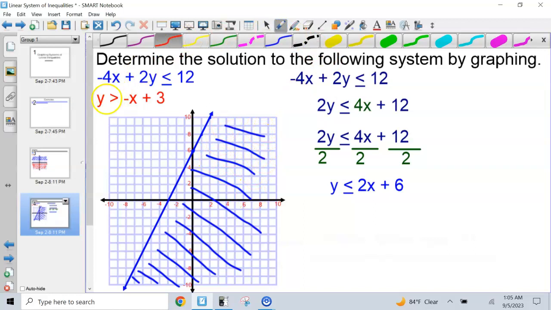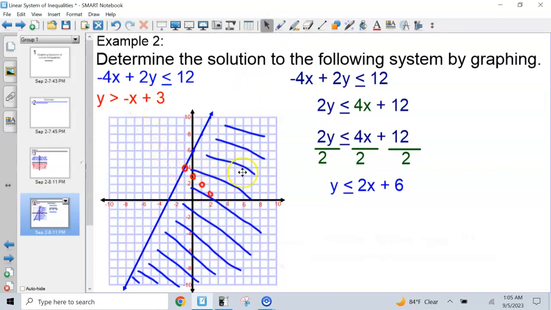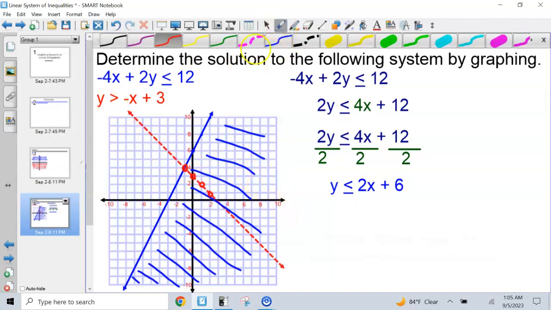Second one, y is greater than negative x plus 3. That's slope intercept, that's open. I go to 3, open. I'm going to use a slope of negative 1, so down 1, right 1, open, down 1, right 1, open. I also go up 1, left 1, open. But here's that line. It's dashed. This is y is greater. Y is greater means shade above, so I shade up here.